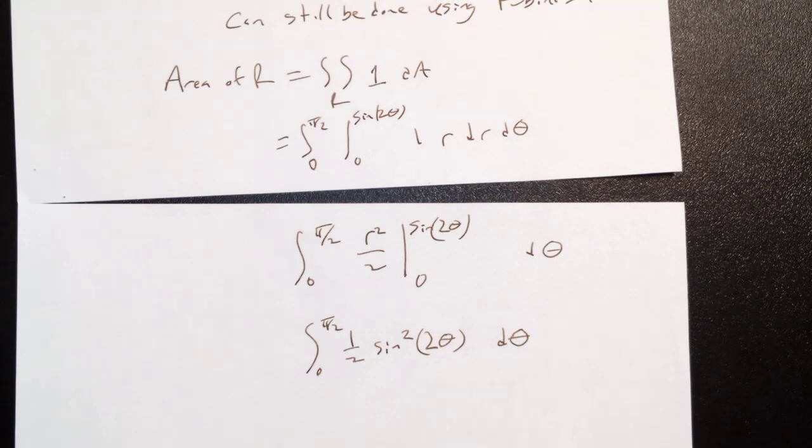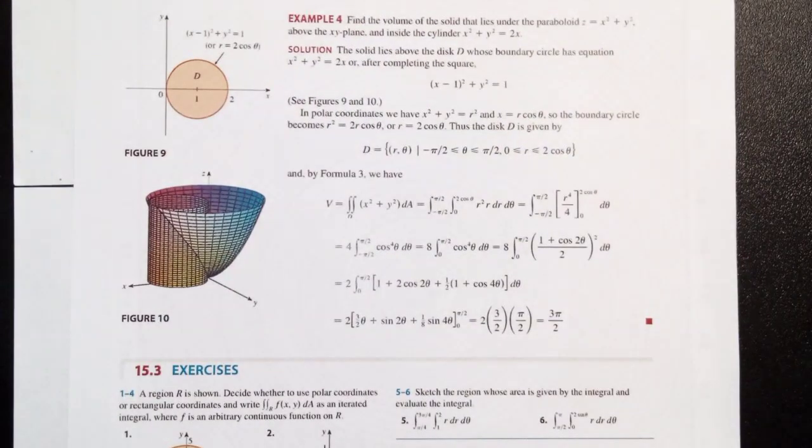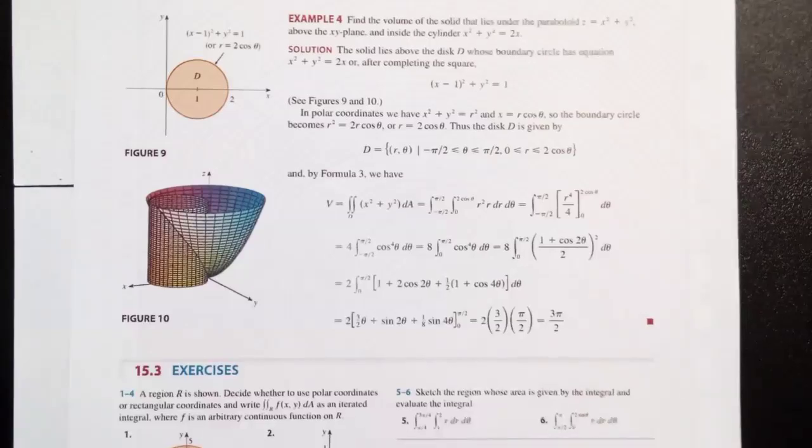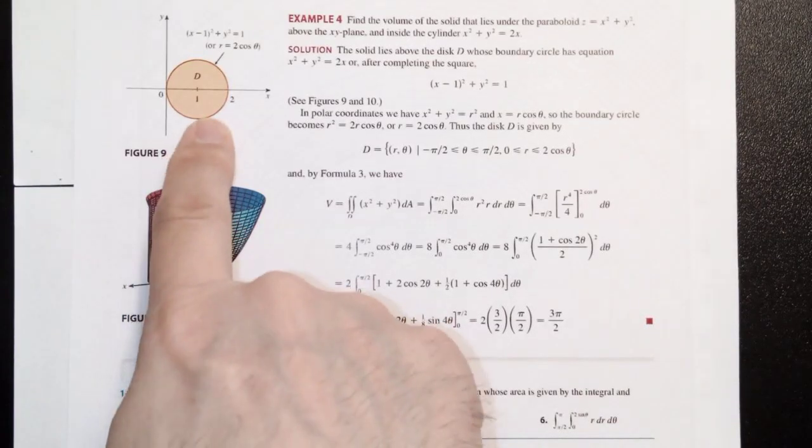Page 1014, example 4. I want to find the area under the paraboloid inside this cylinder. So imagine you have this cylinder and you cut at an angle, scraping along that paraboloid right there. Well, that would be the area under this surface above this circle.